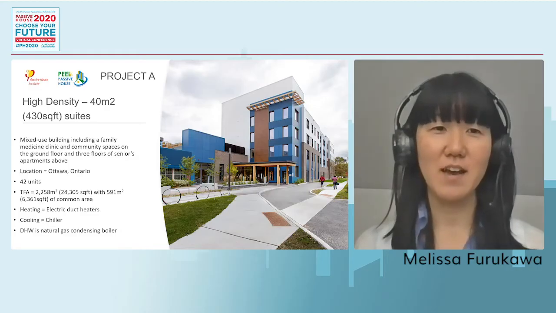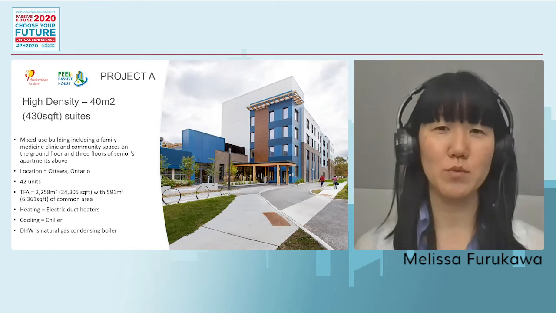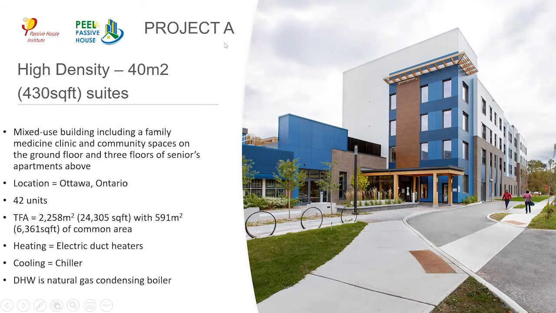Thank you, Elena. So now we're going to go through some project examples. The first project, we'll call Project A, is a high-density mixed-use building, around 40 square meters or 430 square feet on average per suite. This is a mixed-use building which has a medical clinic and community space on the ground floor and 3 floors of seniors apartments above. The project is located in Ottawa, Ontario.